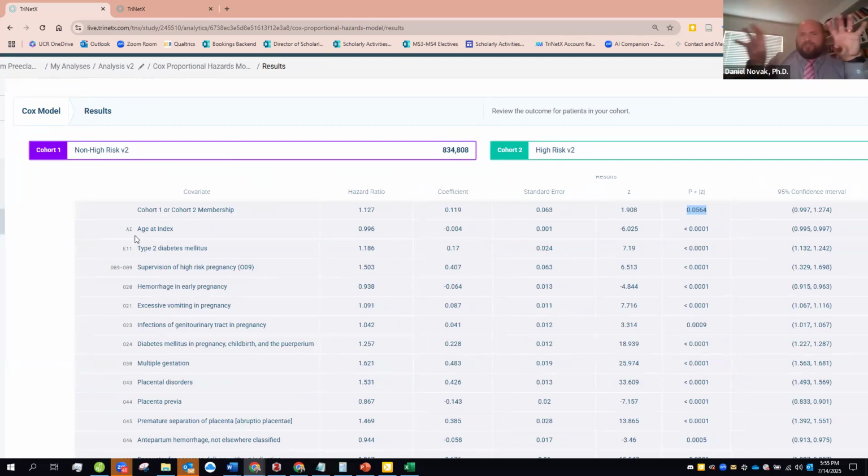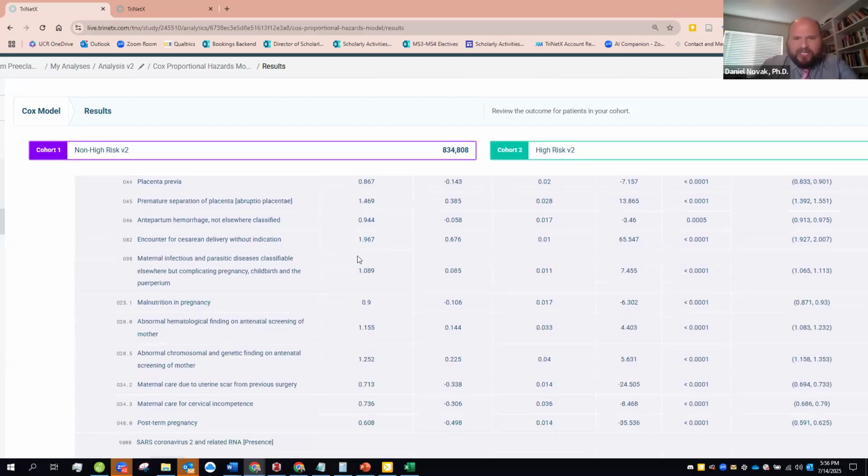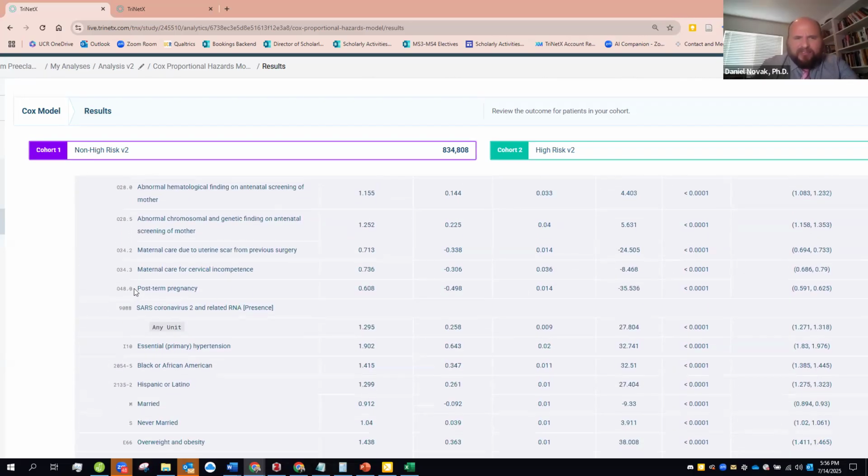Once TriNetX has shown you those two binary variables, group 1 or 2, and whether that has a statistically significant hazard ratio, it then goes down and starts looking at each part as part of the group. So, for age, you can think of it as age decreasing your likelihood of experiencing the outcome. Having type 2 diabetes increases your risk by 1.19 times, which is statistically significant. And you can go down here and see all of the different rates at which this impacts it. So having a post-term pregnancy makes you less likely to have preeclampsia following delivery.